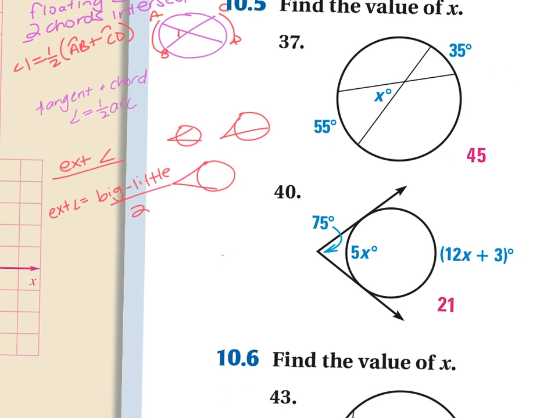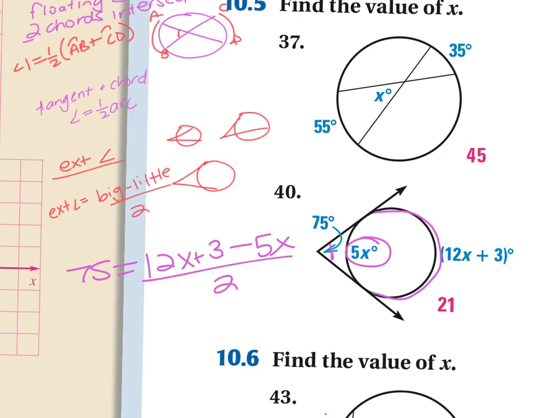So if you look at 40, exterior angle is 75, so 75 equals the big arc here, which is 12x plus 3, minus the little arc, which is 5x, divided by 2. So I can multiply by 2 on both sides, combine like terms, subtract the 3, and x would equal 21.